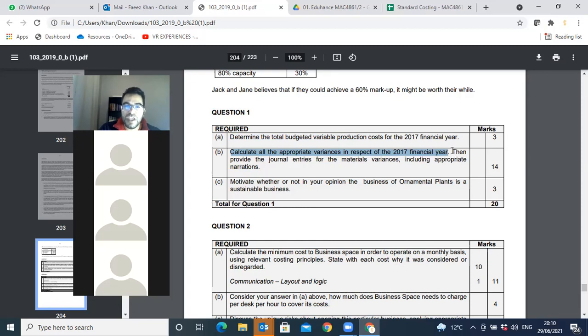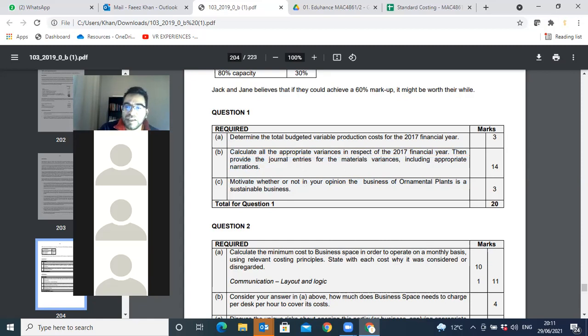Then they say, provide the journal entries for the material variances, including appropriate narrations. We will deal with that when I cover it with you. Then they say, motivate whether or not, in your opinion, the business is a sustainable business. We will see whether that is. So you can attempt that, and then in our next lesson, we're going to cover it.